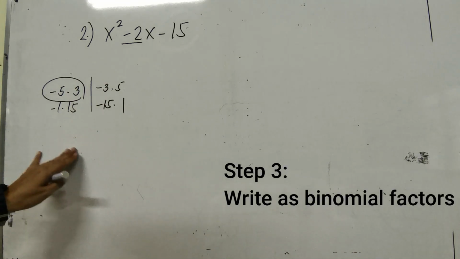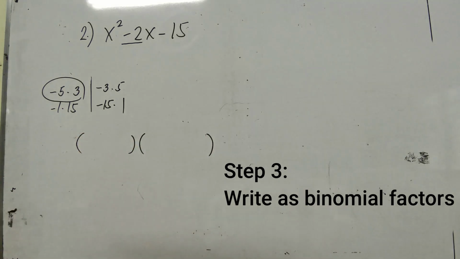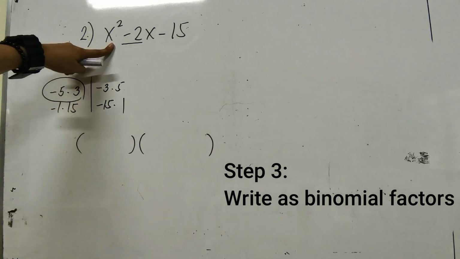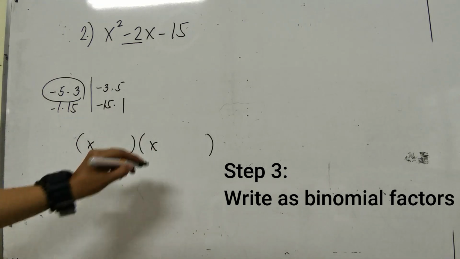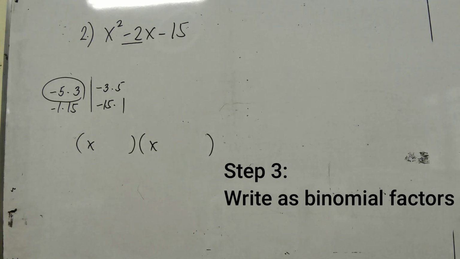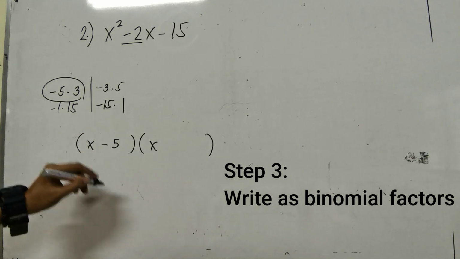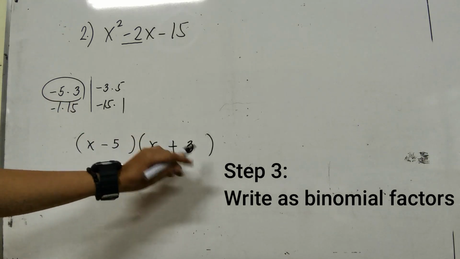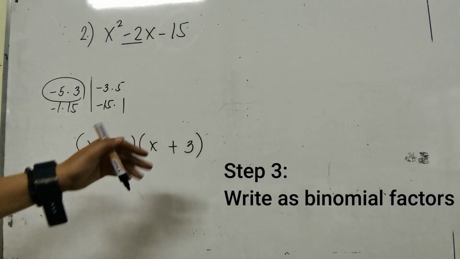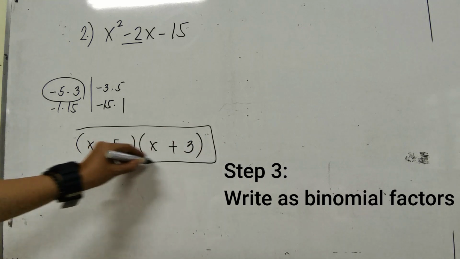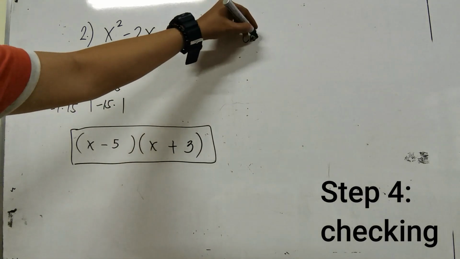For our step 3, write the given as the binomial factor of x squared minus 2x minus 15. So, for the first term, meron tayong x times x. Then, copy. So, we have negative 5 and positive 3. In any order. Pwedeng x plus 3 muna, then x minus 5. The same lang po yun. Then, step 4, checking pa rin.